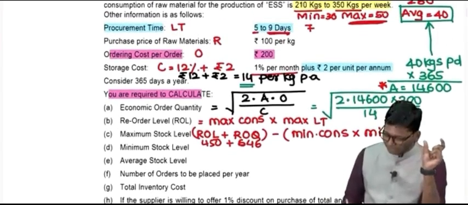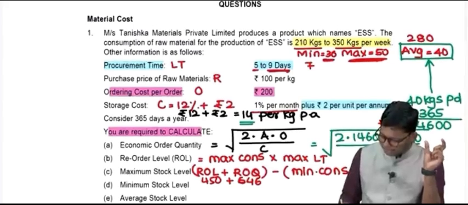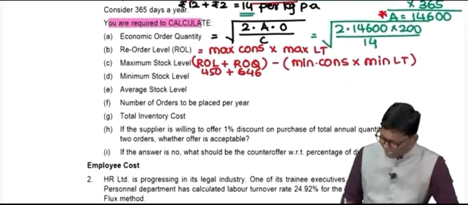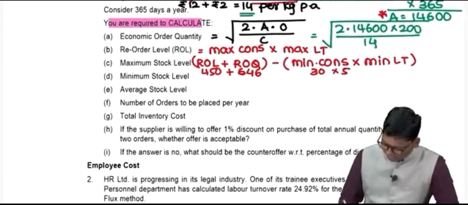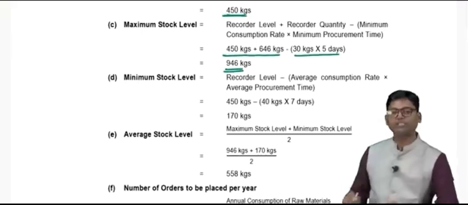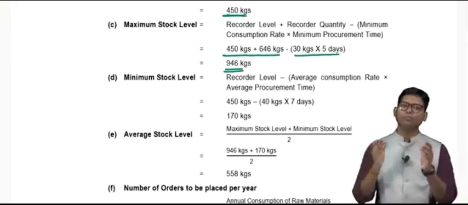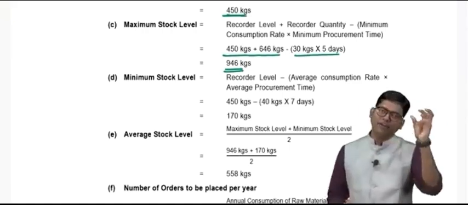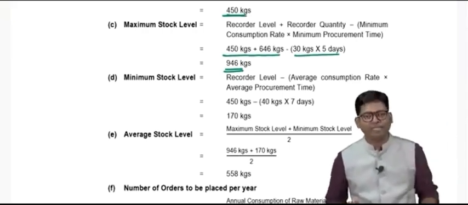Your minimum consumption is 30 kgs and minimum lead time is 5 days. So in this bracket, you need to multiply 30 and 5. Ultimately, by solving this equation, you are going to get your answer. This one is the first total, this one is the second calculation, and your answer for this question is 946. So maximum stock level is also calculated. You only need to put the formula and substitute the amounts in that formula.